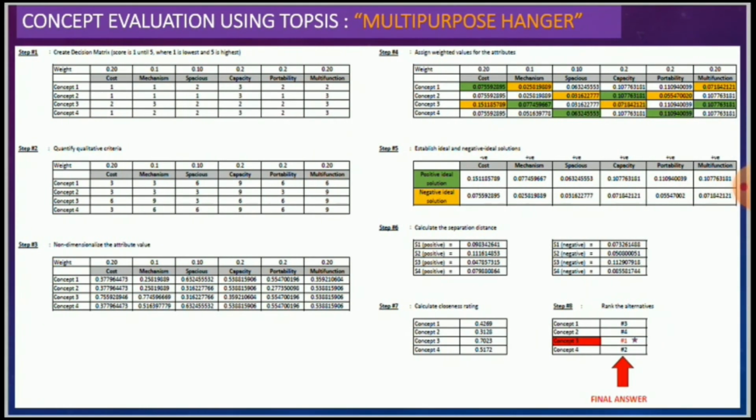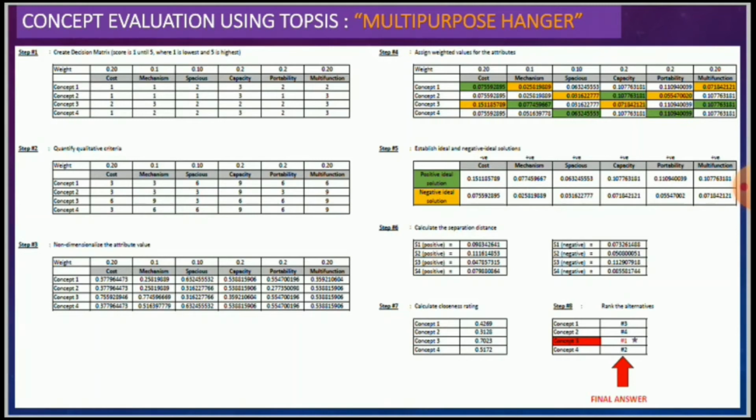So we would like to have a normalization of the patterns of the numbers, followed by step number 4, where we assign the weighted value for the attributes. This is very close to the one that we applied before in the Pugh matrix. We apply different weightages or different factors to different criteria. Followed by step number 5, we have to establish the ideal solutions, which are the positive ideal and negative ideal solutions. And step number 6, we have to calculate the separation distance.